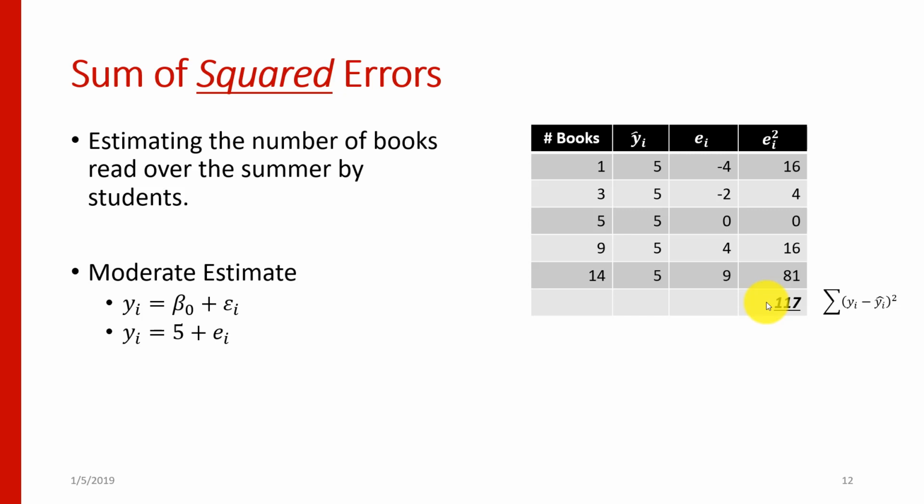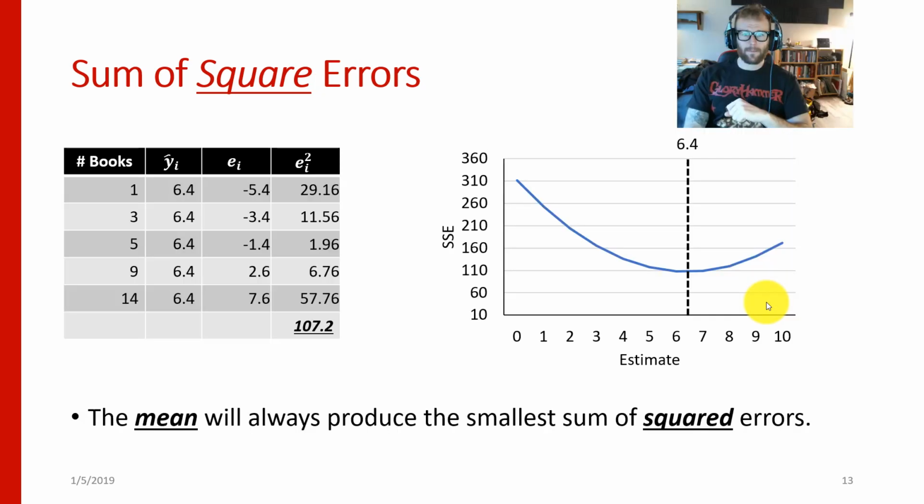of squared errors is no longer the median. In fact, the sum of squared errors has been pulled to the right. And you can see that the value that gives us the smallest sum of squared errors here is 6.4, which happens to be the mean of all of these values. And the mean is always going to produce the smallest sum of squared errors.